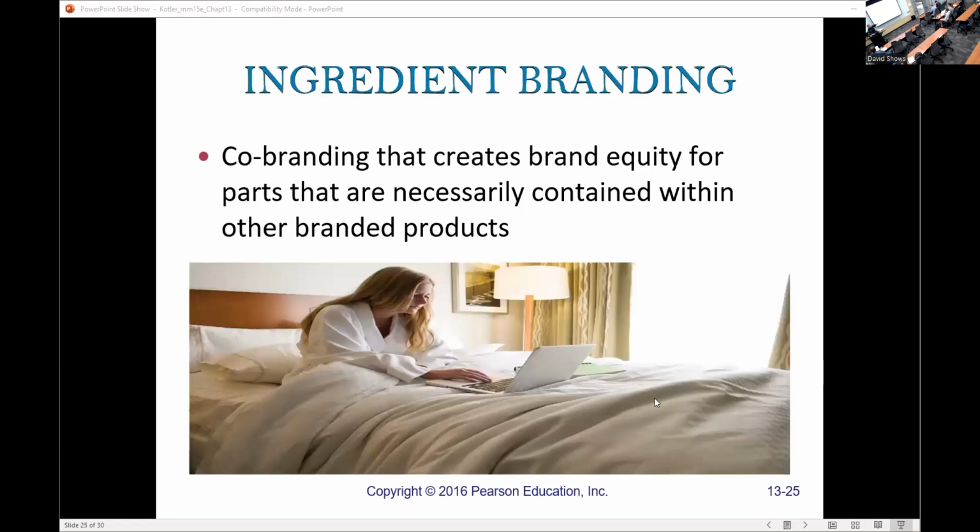Now, what you do find sometimes is ingredient branding, that is, an ingredient inside of an item that is contained within other branded items. And so what do I mean?